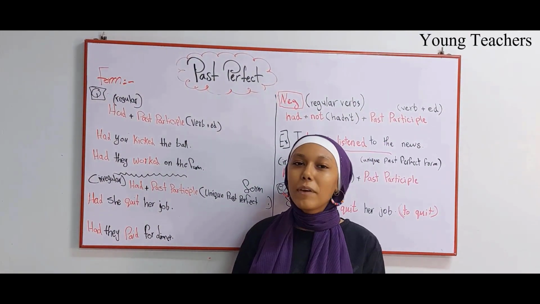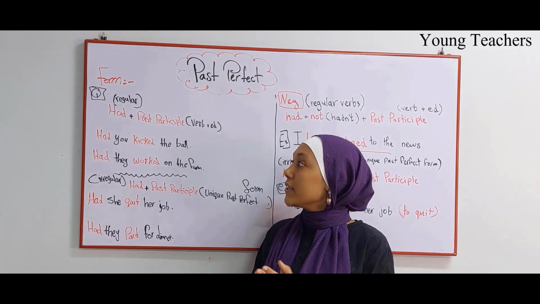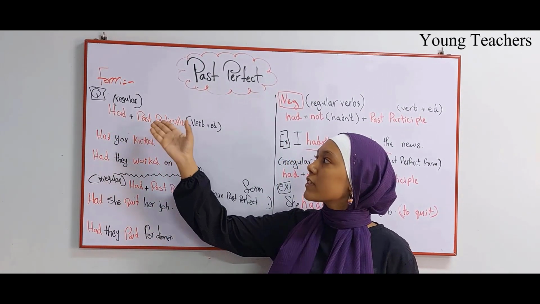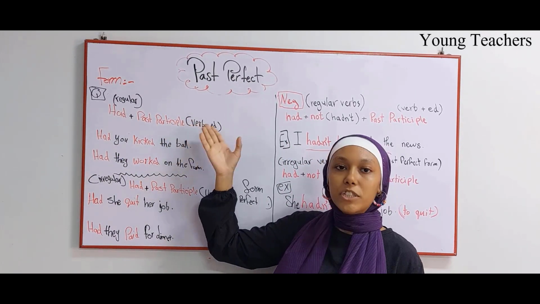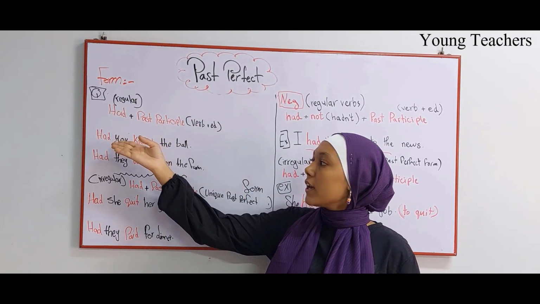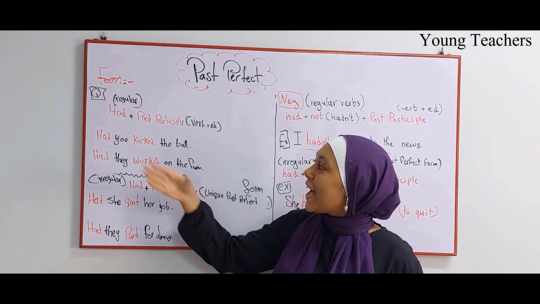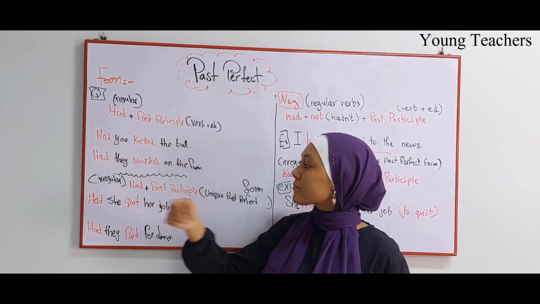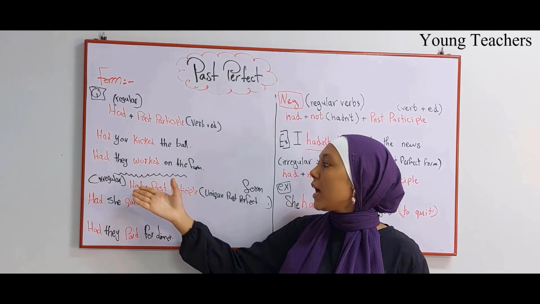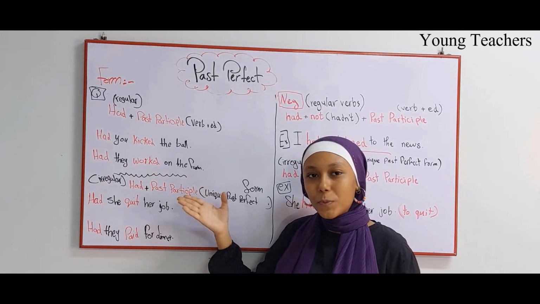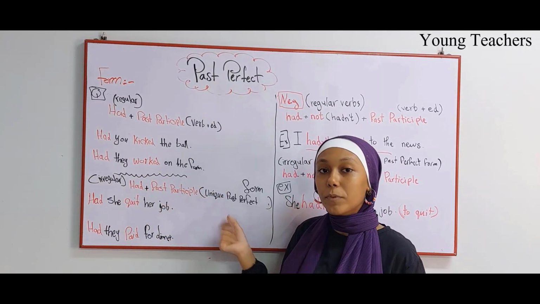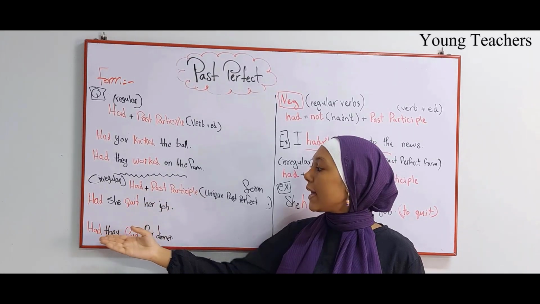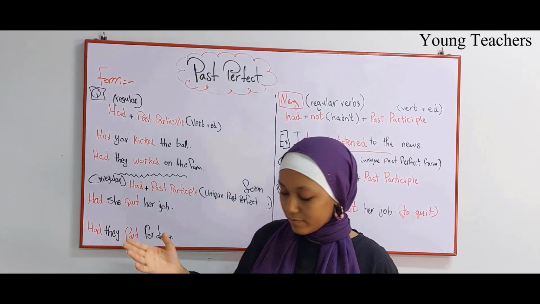Okay, now how we make a question in the past perfect. First, with the regular verbs, had plus past participle, which is verb plus ed. Examples: Had you kicked the ball? Had they worked on the farm? With the irregular verbs, had plus past participle, and the past participle has a unique past perfect form. Examples: Had she quit her job? Had they paid for dinner?